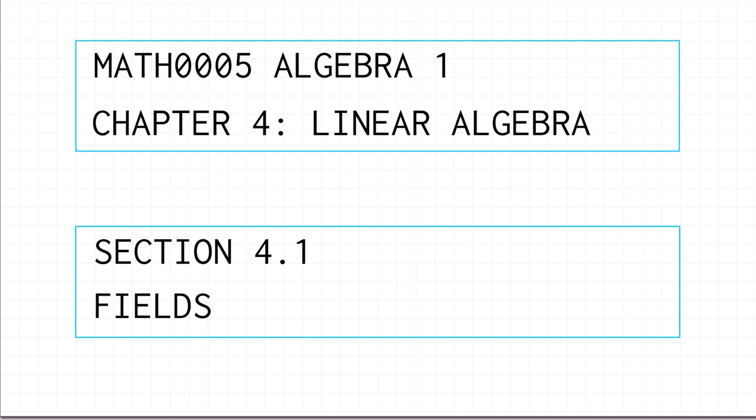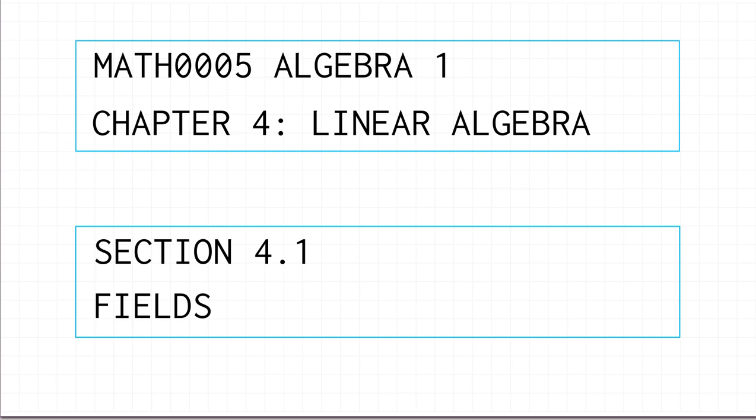Now, roughly speaking, a field is a collection of numbers where you can add them, you can multiply them, and you can divide by any non-zero number. So typical examples of fields would be the real numbers and the complex numbers, or even the rational numbers. But the integers are not a field because you can't divide an integer by an integer and get another integer answer. Like 1 divided by 2 or 2 divided by 7 are not integers.